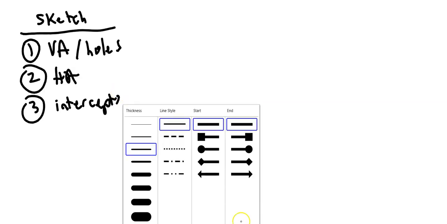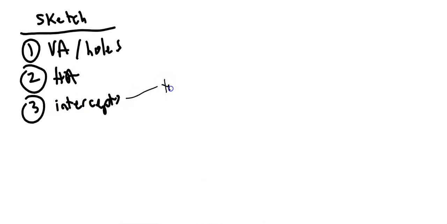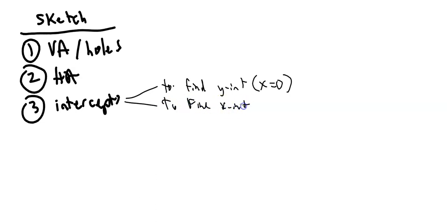And to do that, let me just highlight that. So to find the y-intercept, plug in x equals 0. To find the x-intercept, that's an x, plug in y equals 0 and solve. So you'll find the intercepts, and then step 4 will be to sketch the graph.